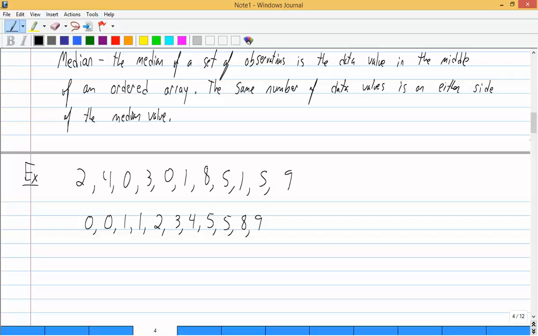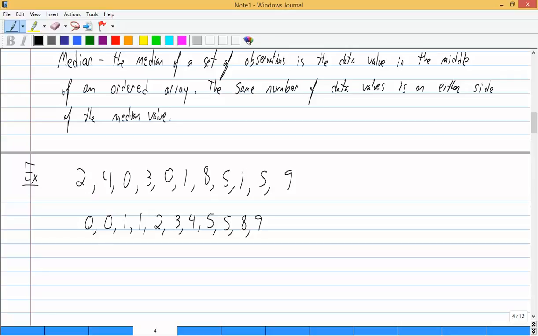Alright, so if it's a small data set like this, this is relatively small, even if it's not, you might want to count the number of data items and see, does it have an odd or even number of data items? Now, how many data items is that? That's 11. And so that's an odd number of data items. So that means we're going to have a number that's exactly in the middle.